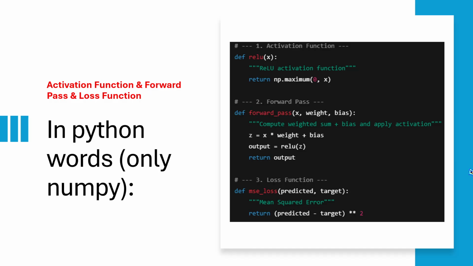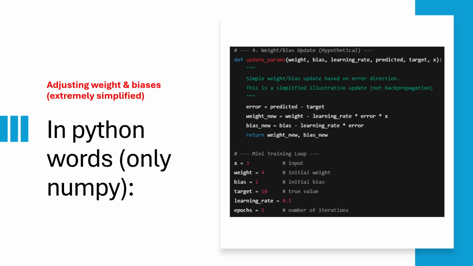This is the same logic using Python. We've seen these slides in the previous video for the activation function, forward pass, and loss function. And adjusting weights and biases, extremely simplified.